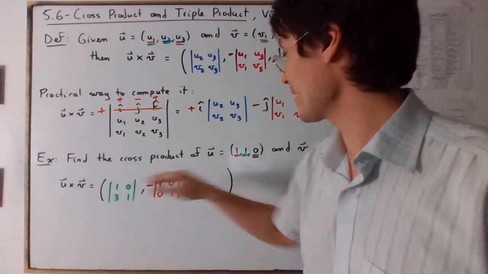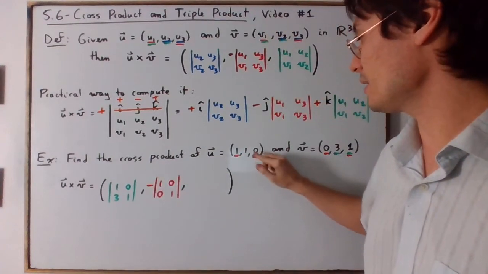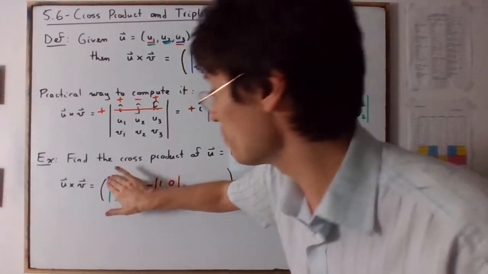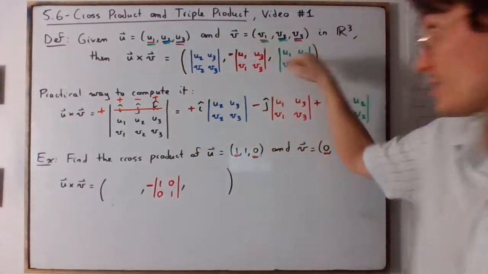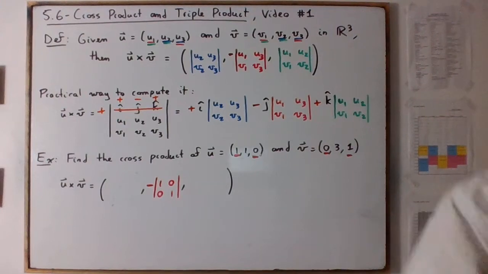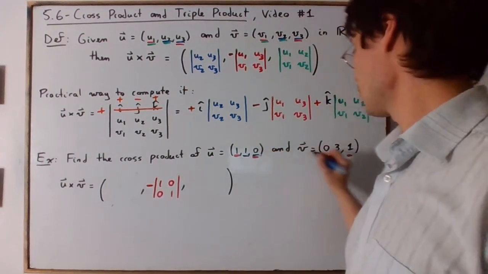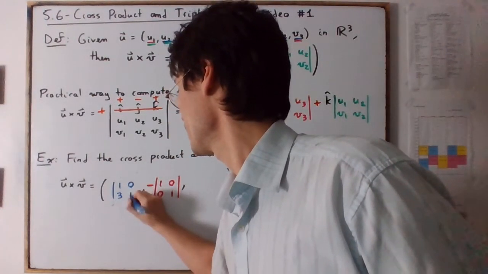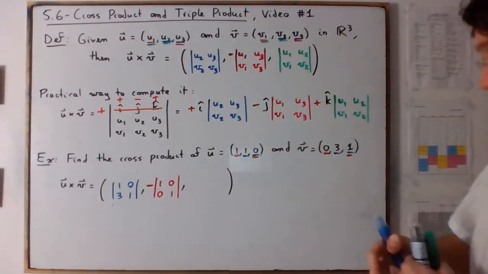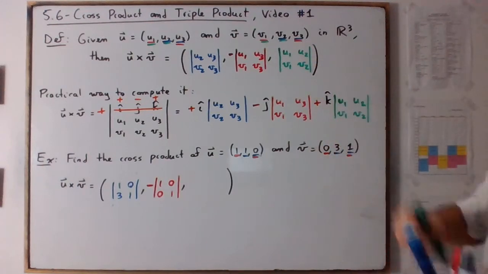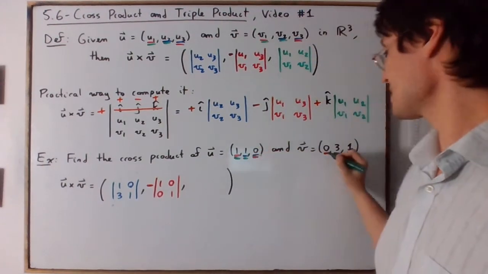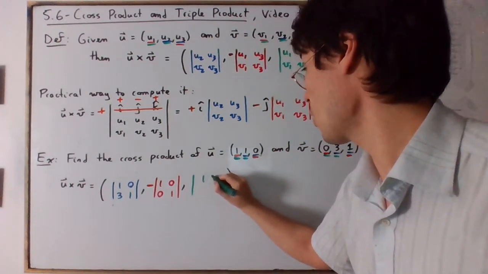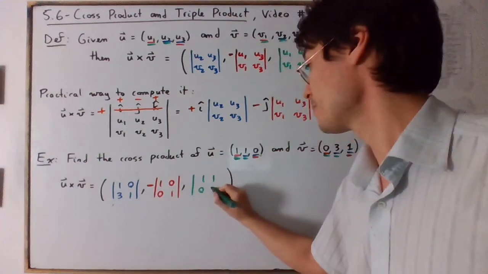Oh, shoot, I messed up my color code. Let's correct it. This is supposed to be a blue determinant, so I'm just going to do according to this: 1, 0, 3, 1. And finally, the green determinant, the third component, you look at the first and the second, and this one has a plus. So it's 1, 1, 0, 3.